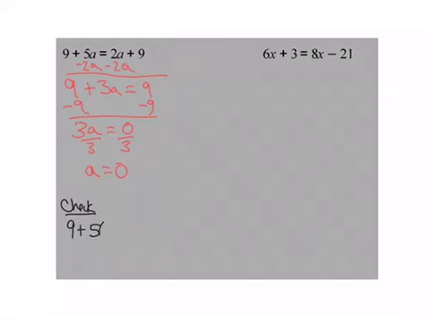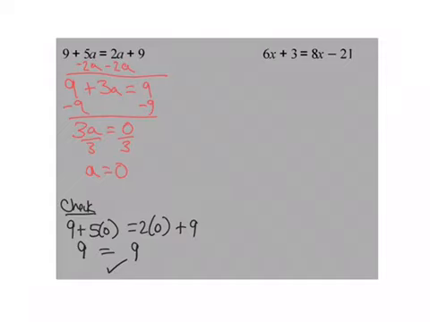So I've got 9 plus 5 times 0 is equal to 2 times 0 plus 9. I know that 5 times 0 is 0, so I've got 9 on the left. 2 times 0 is 0, plus 9 equals 9. And look at that, it checks.